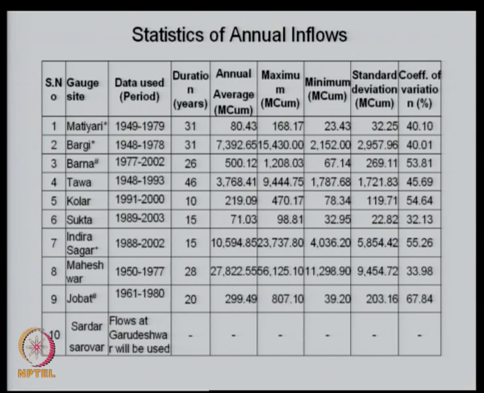Now, as students of stochastic hydrology, you should develop a feel for the physical aspects of these flows. Why is this smaller compared to this? Immediately you should be able to say that this is a much more downstream reservoir which accumulates flow as it comes from upstream to downstream, and therefore the flows are much higher here. Sardar Sarovar I have not shown here, but Sardar Sarovar will be much larger compared to even Maheshwar, and Indira Sagar is also quite large compared to Matyari and so on. So, your maximum flows follow a similar trend, minimum flows follow a similar trend and so on.